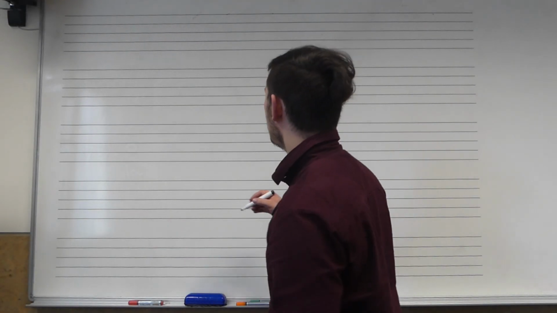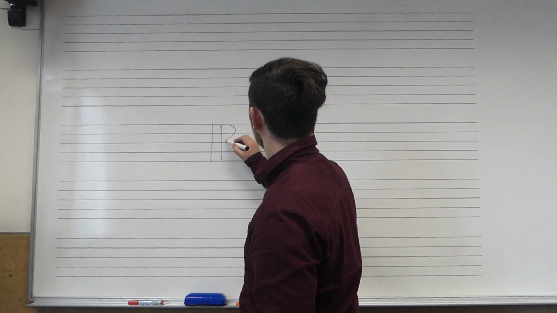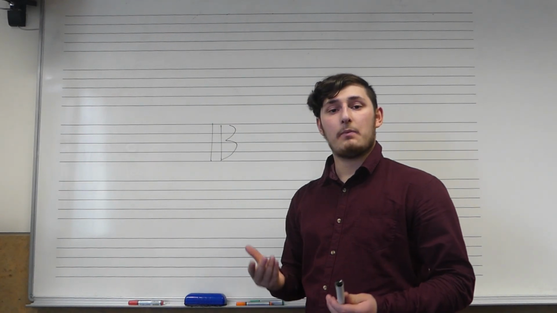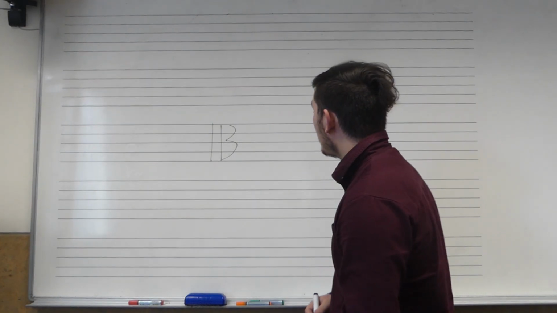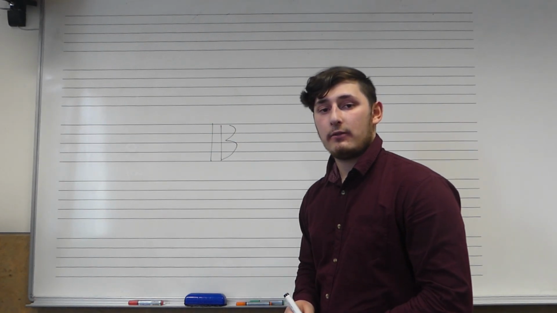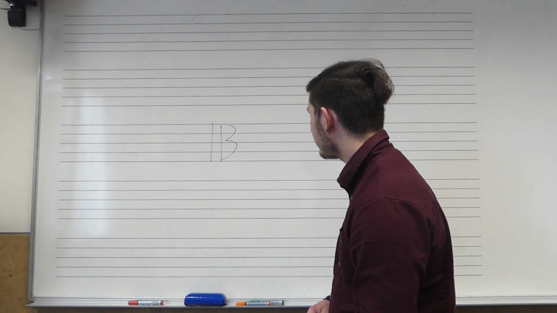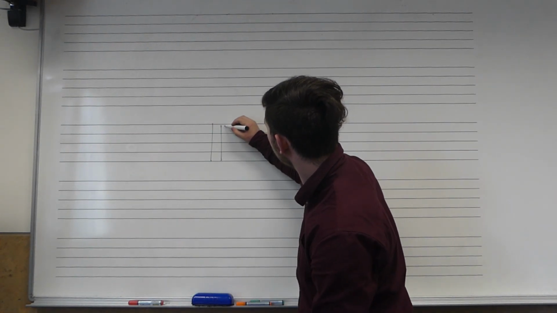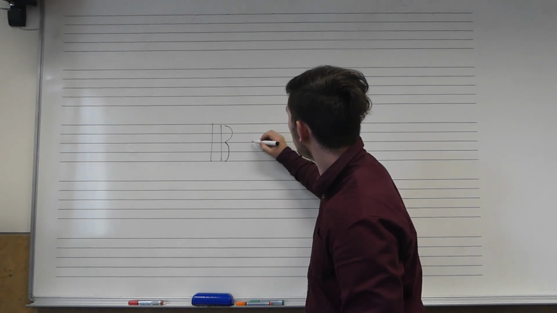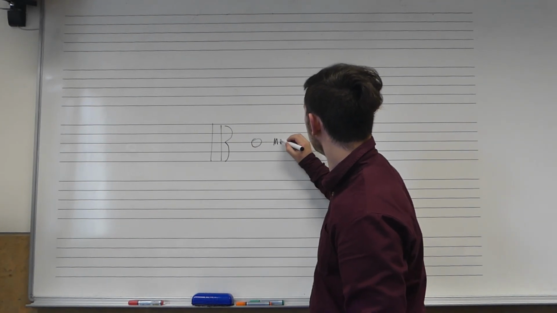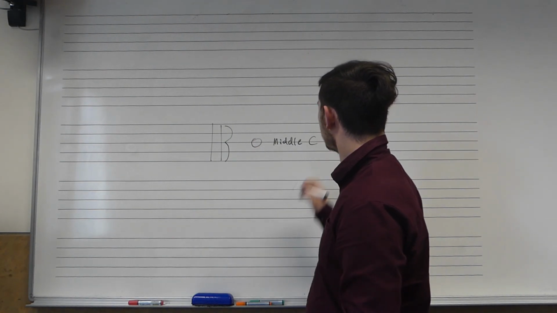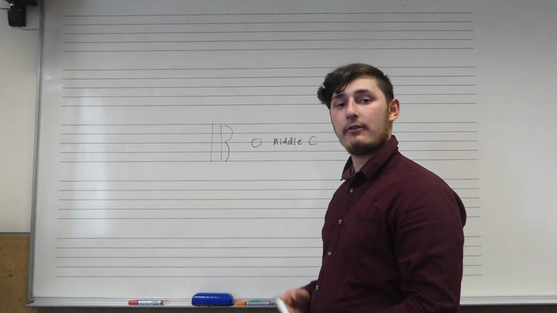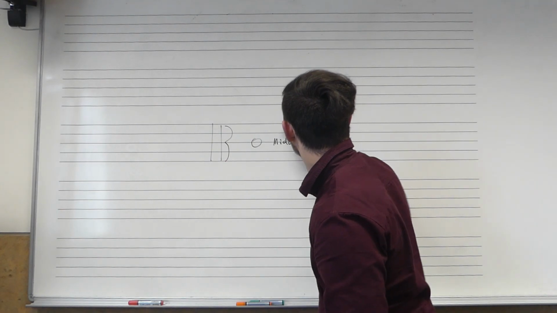Lastly, we have the alto clef. Now, unlike the other two, bass and treble clef, there is no mnemonic device for the alto clef. This line here points to middle C. From that, we can work out the notes above and below.